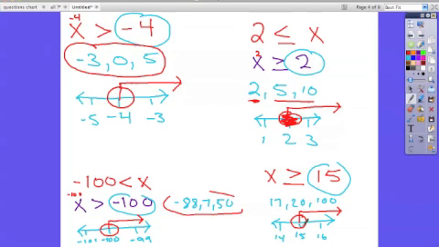Do I want to include the 15? It just depends if it's true or not. If I put a 15 here, does that make sense? 15 is greater than or equal to 15, so I'm going to fill in that circle. This number line just tells me that everything in this direction and the number 15 will work for this example here.